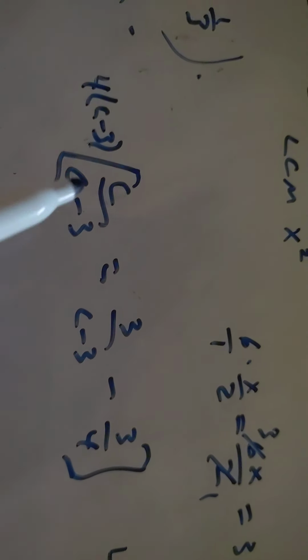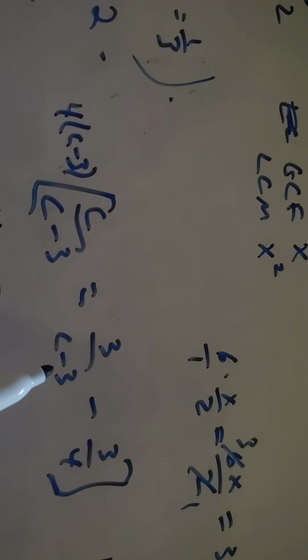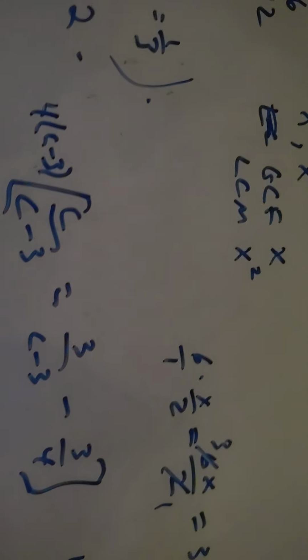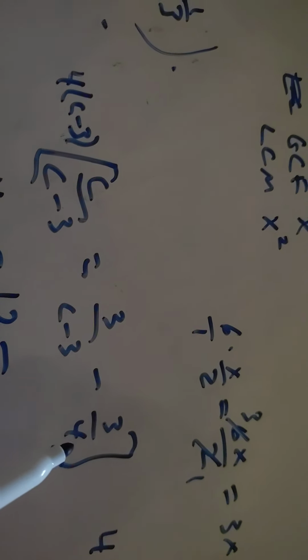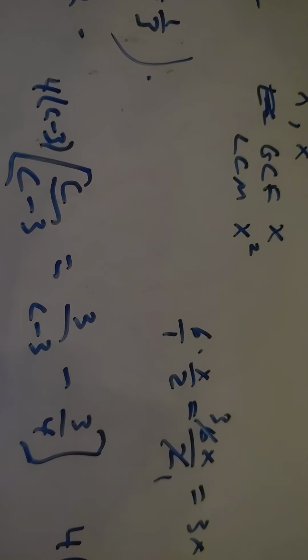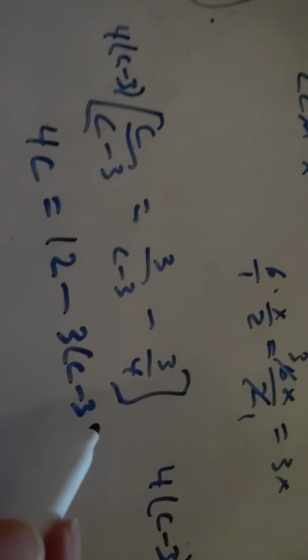Okay, so what's this times the first term? Can you see how the c minus 3's cancel? So you get 4c equals, what's this times that term there? Notice the c minus 3's cancel, so you get 12. 3 times 4 is 12. Minus, drop down the minus sign, and what's this times that last term? Notice the 4's cancel, so you get 3 times c minus 3. I'll write it like that, 3 times c minus 3.